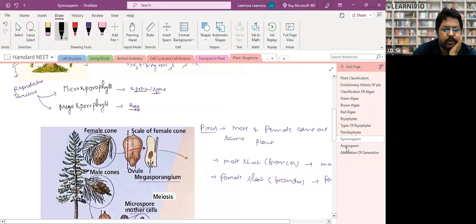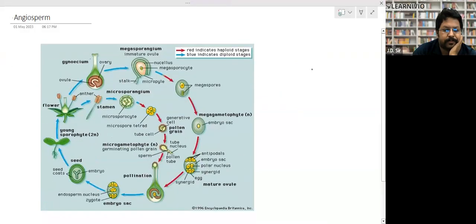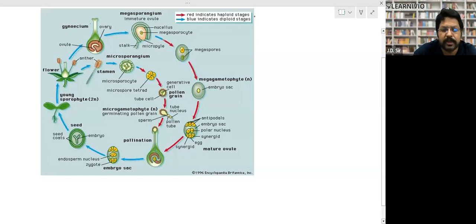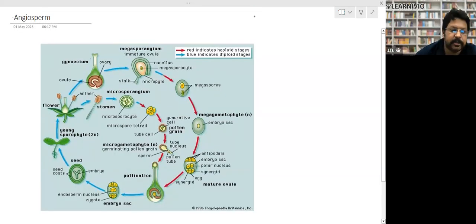Now we will start with angiosperm. Look, in angiosperm, every plant you see nowadays. Angio means covered and sperm means seed. Angio means covered and sperm means seed. Covered. So seeds are covered here, right? And they are basically flowering, right?